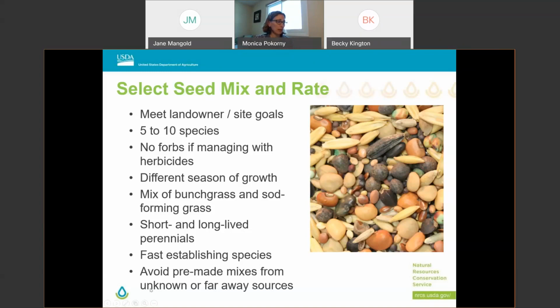I also want to bring up that I would avoid pre-made mixes from unknown sources or far away sources, because a lot of times you'll have species in those that just aren't really suitable for your site. And that's where we also see different weed species showing up in seed mixes.